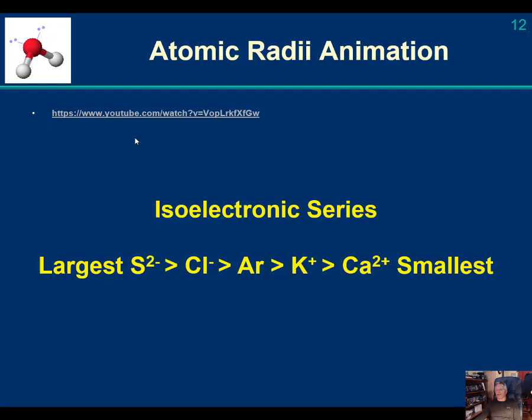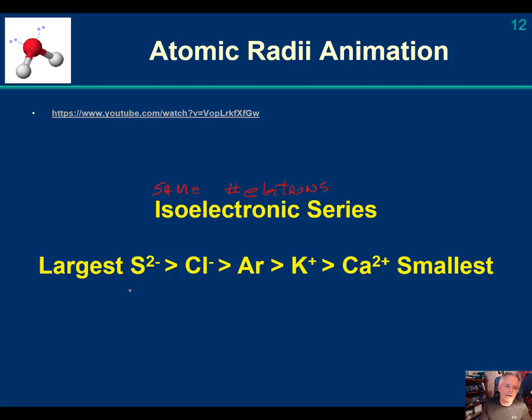All right, let's talk briefly about atomic radii and isoelectronic series. Let's just talk about isoelectronic series. Iso means the same, and since we're talking about electronic, we're talking about the same number of electrons. That's what an isoelectronic series is: species that have the same number of electrons. They don't necessarily have the same number of protons, however.